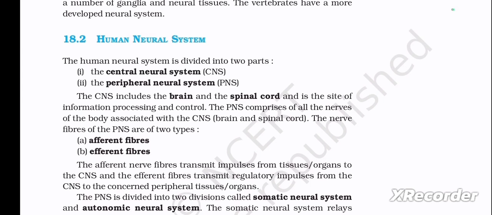The nerve fibers of the PNS are of two types. First one, afferent fibers, second one, efferent fibers. The afferent nerve fibers transmit impulses from tissues or organs to the CNS, and the efferent fibers transmit regulatory impulses from the CNS to the concerned peripheral tissues or organs.